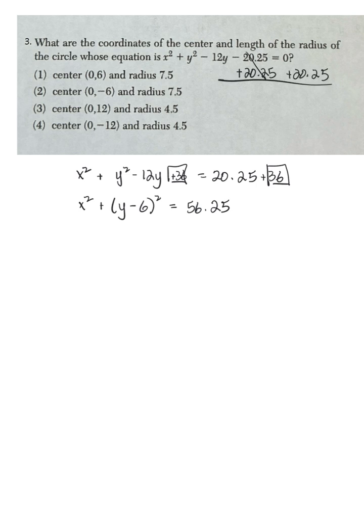Okay, all right, so then the next step down, I just added these guys right here, and here we go. So my center, since there's no parentheses in this one, that means that its coordinate will be 0, comma 6. Remember, we change the sign of what's in the parentheses. And then the radius is going to be the square root of 56.25. And use a calculator, that's going to end up being 7.5. Okay, so then your answer is choice 1.